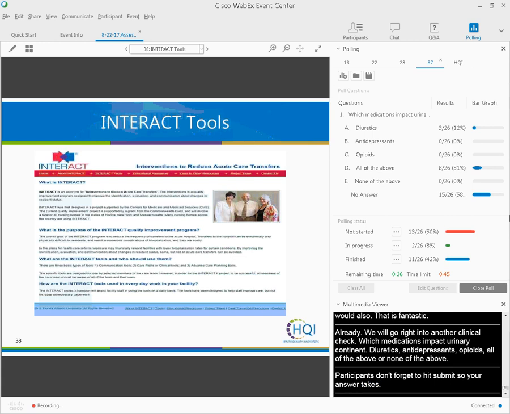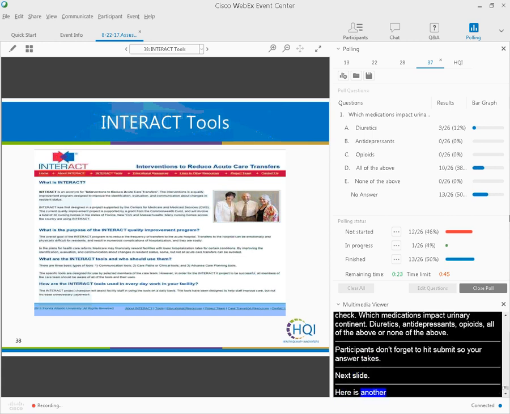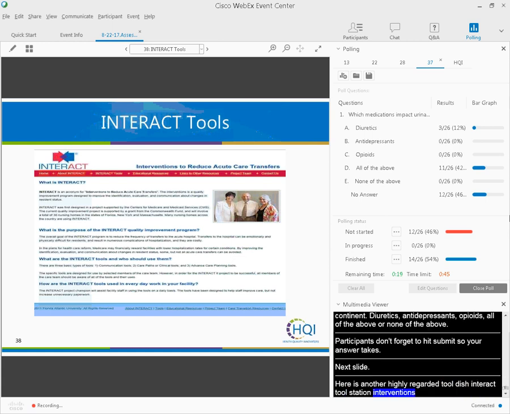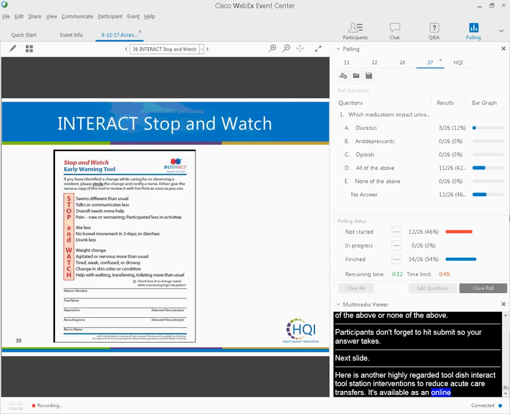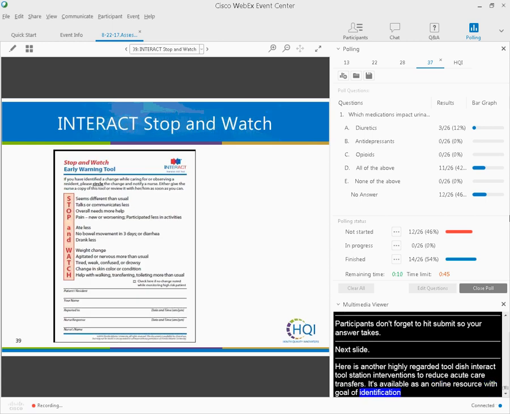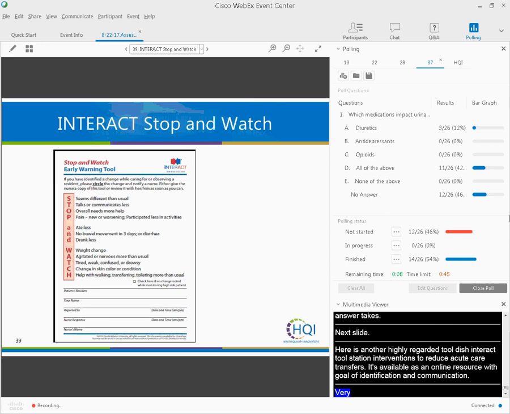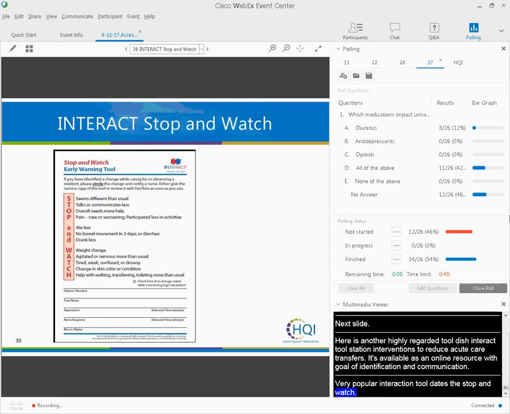Here's another highly regarded tool, Interact Tools. Interventions to reduce acute care transfers. It's available as an online resource with the goals of identification, evaluation, and communication. Next slide, please. Very popular Interact tool with Stop and Watch. It's very, very effective when used in conjunction with rounding, especially for your GNA to include them in the assessment process. Next slide, please.